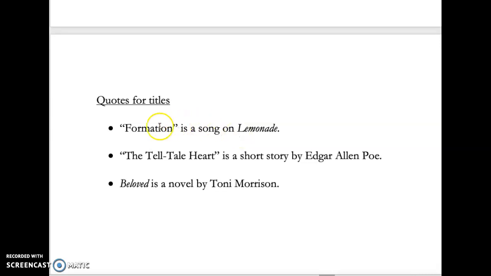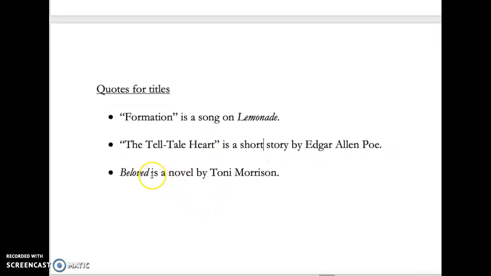So for example, "Formation" is a song and the album title is Lemonade. So the album title would go in italics, but the song title would go in quotes. Here's another example. "The Tell-Tale Heart" is a short story. Maybe you've heard of "The Tell-Tale Heart." It's very famous. It's a short story by Edgar Allan Poe. So it's a short story, so it goes in quotation marks.